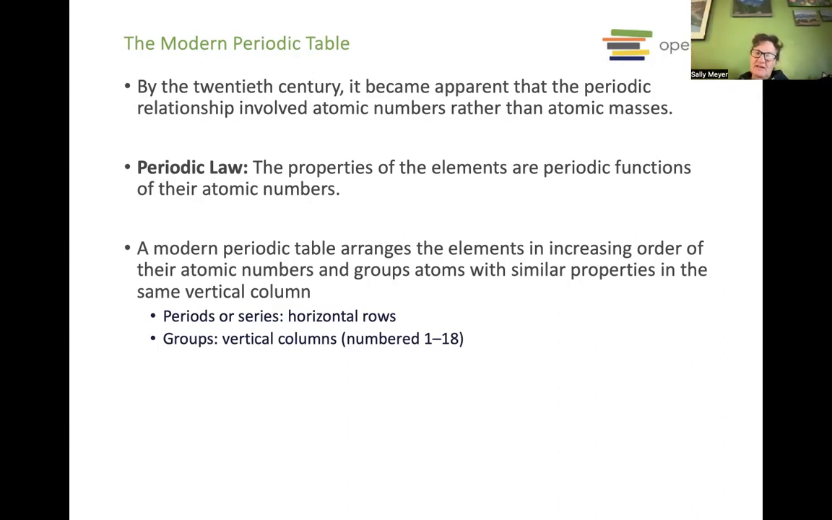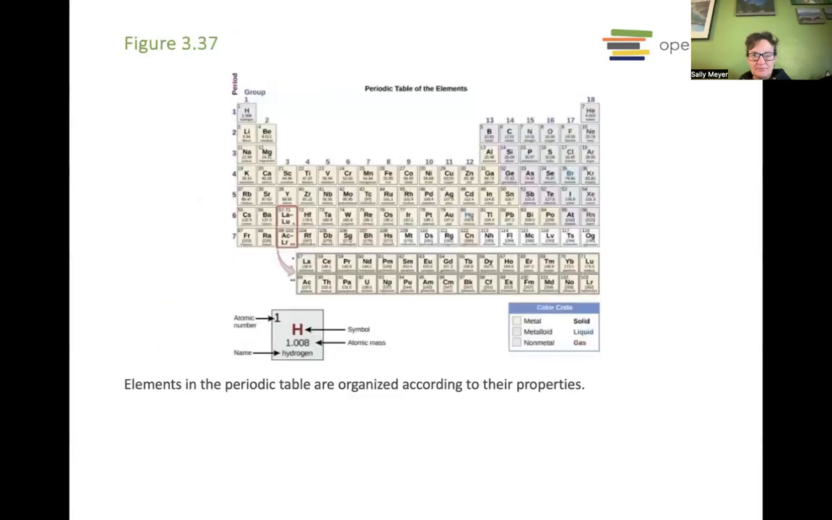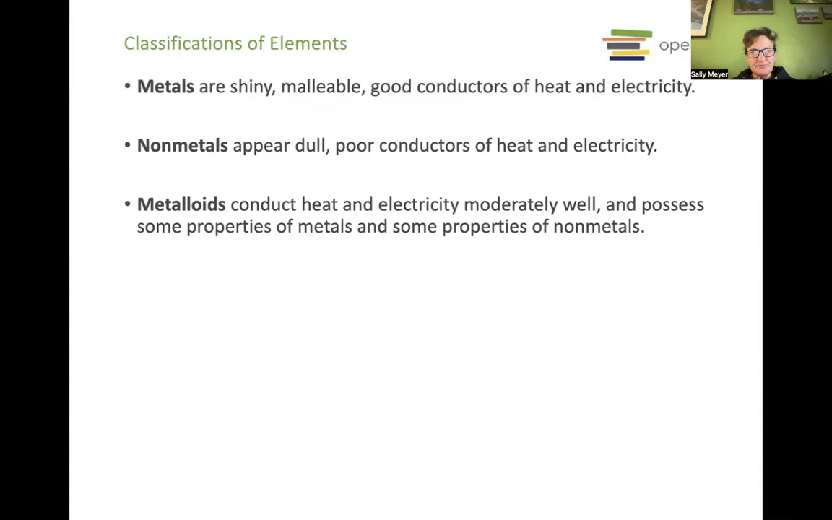A group is a column, and all of those elements have similar properties. Periods or series are the horizontal lines. We've already talked about that. Groups are the columns. That's just showing you that those two elements would have similar properties.